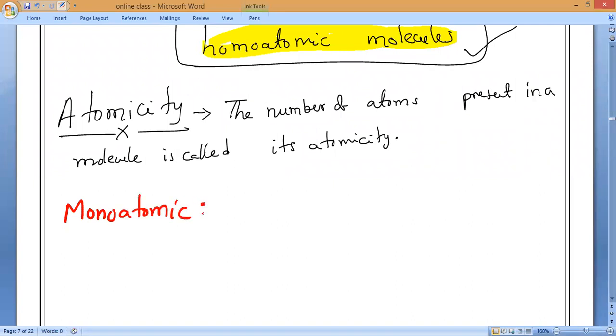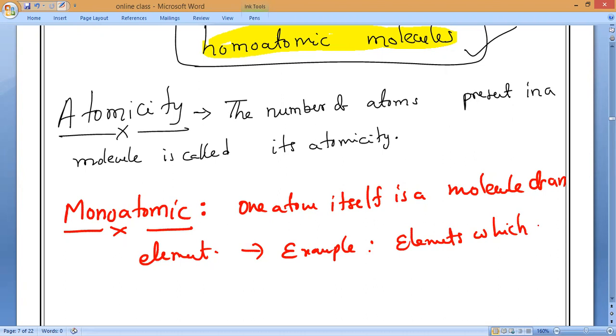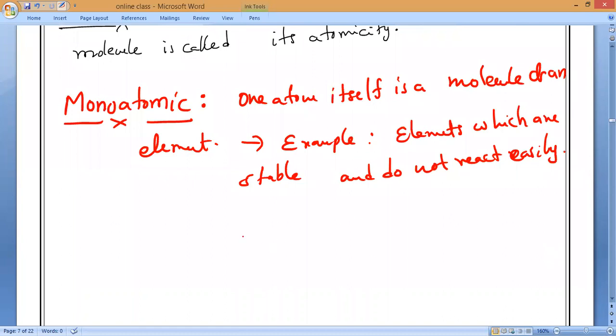So that is why they are called monoatomic molecules. If one atom itself is a molecule, then that is called monoatomic. One atom itself is a molecule of an element. Which elements are stable and do not react easily? Who are the examples? Helium. Yes, noble gases, all the noble gases.